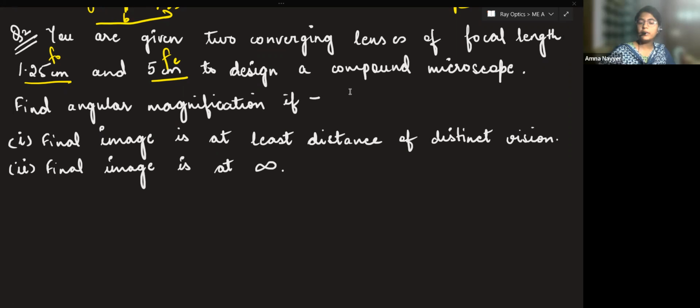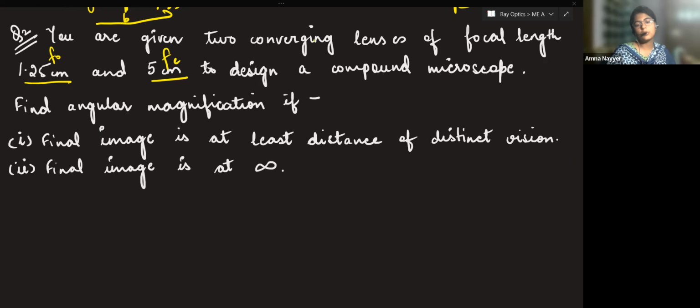First, before that, we didn't do any question on this, so let's practice a question. Then prism is a small topic, but a very important topic. This says that you are given two converging lenses of focal length 1.25 centimeters and 5 centimeters to design a compound microscope. So here your focal length for your objective lens is given as 1.25 centimeters. Focal length for your eyepiece is given as 5 centimeters. You have to find out angular magnification if final image is at least distance of distinct vision and when final image is at infinity.